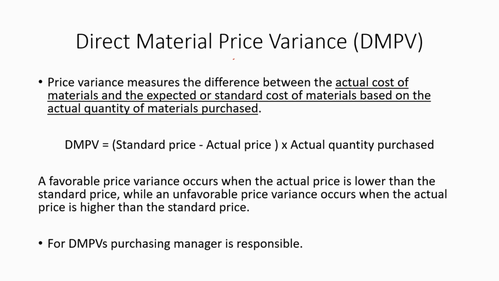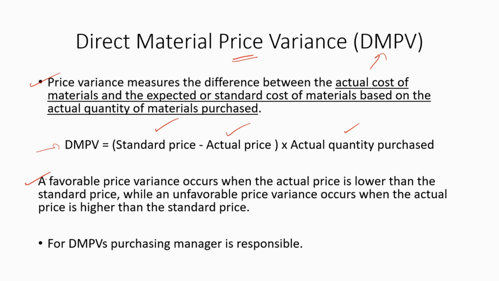Direct material price variance, denoted by DMPV. Direct material price variance measures the difference between the actual cost of materials and the expected or standard cost of materials based on the actual quantity of materials purchased. This is the equation we can use to calculate the direct material price variance, which is equal to the difference between standard price and the actual price multiplied by the actual quantity purchased.